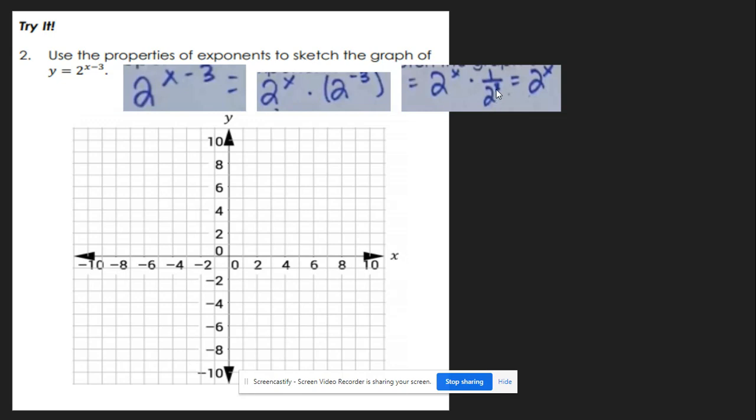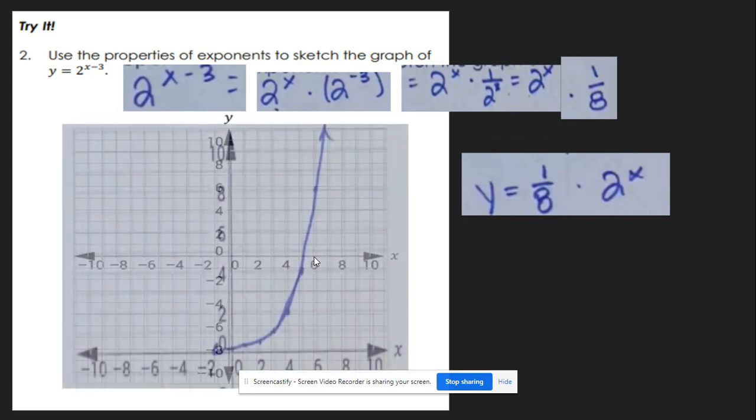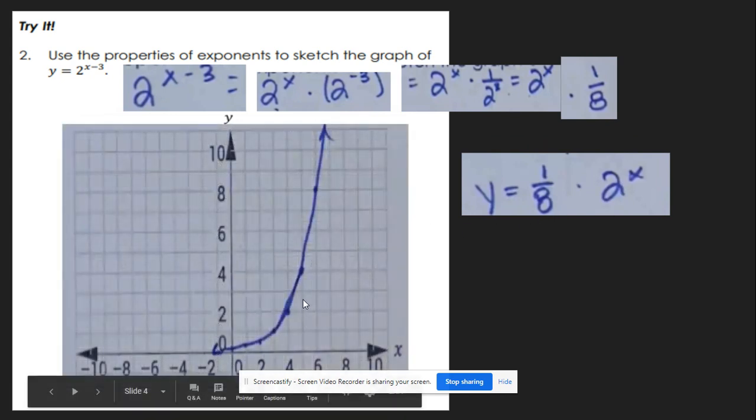2 cubed, or 2 times 2 times 2, is 8. So I have 2 to the x times 1/8. This tells me that 1/8 is my y-intercept, and my common ratio is 2. So I'm multiplying every value by 2. So I can make my table of values and I can plot my ordered pairs.